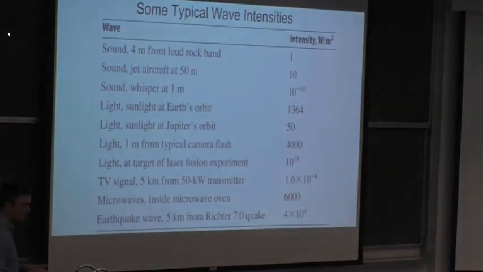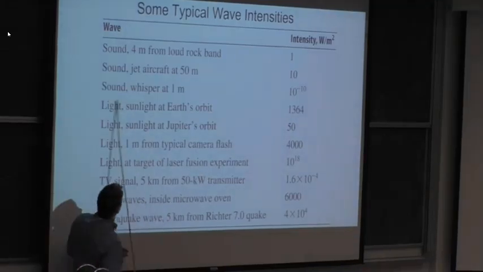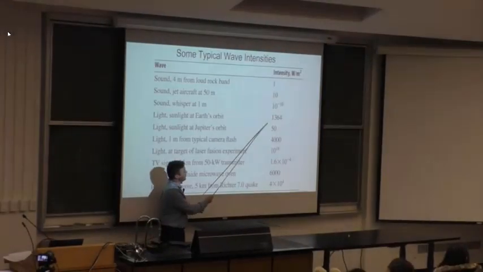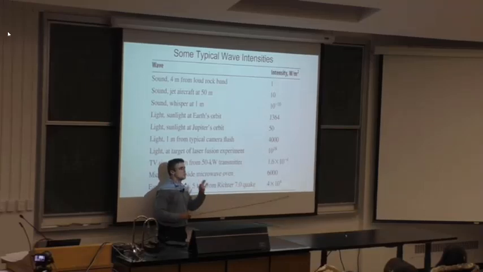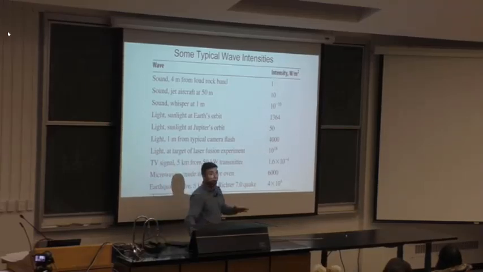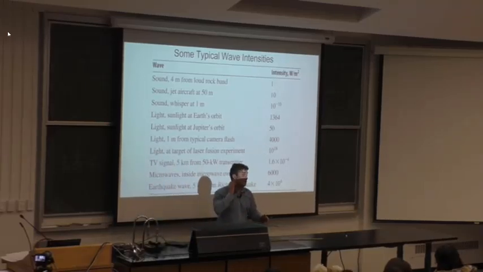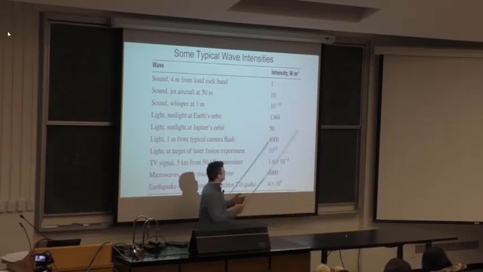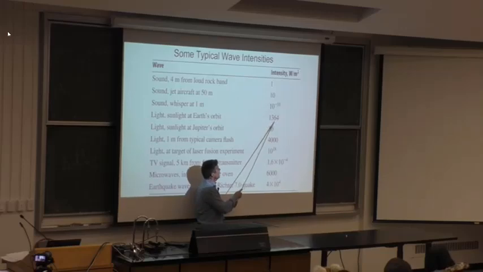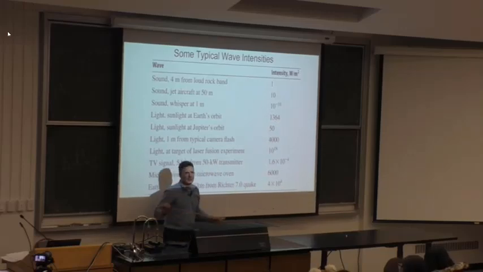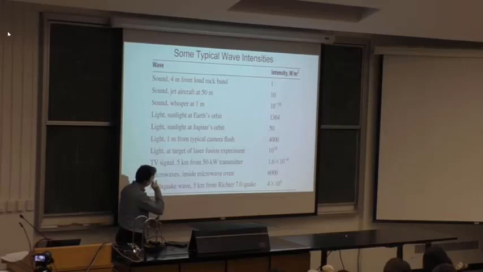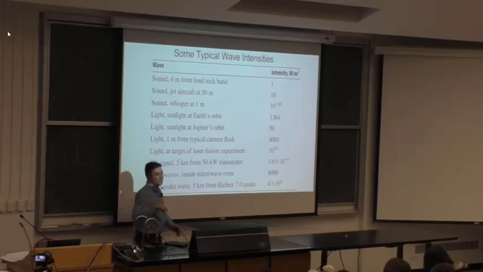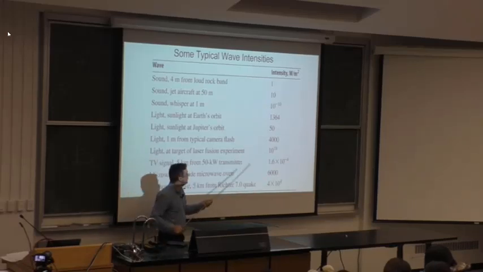So first of all, let's look at some typical intensities. And there's this thing from the sun. Remember, sunlight at Earth's orbit was 1364 watts per meter squared. So that's one nice thing, is that if you had a 100% efficiency solar panel that was 1 meter by 1 meter and you put it on your roof, you get a maximum of 1364 watts out of that solar panel. I don't think that would power your dryer, but it would be something.